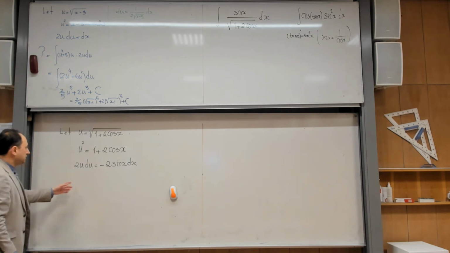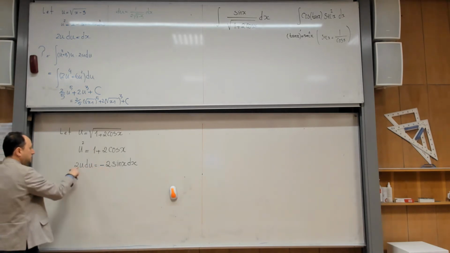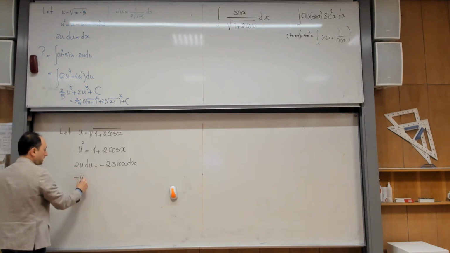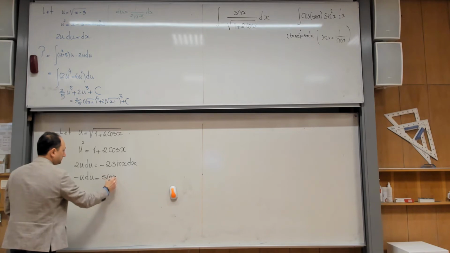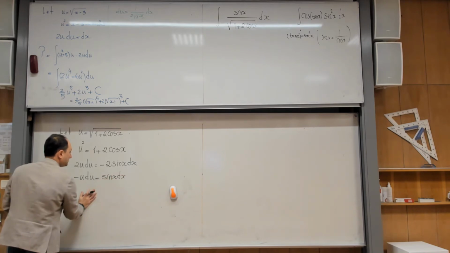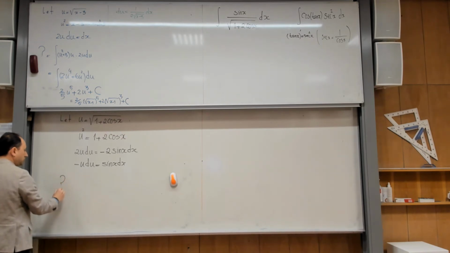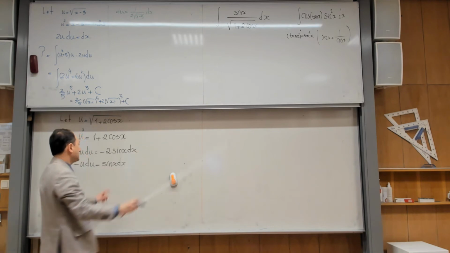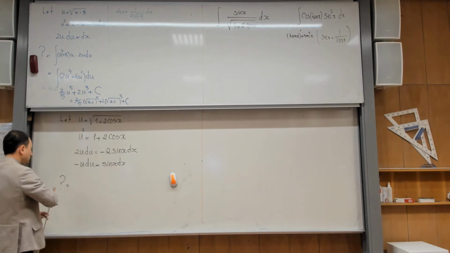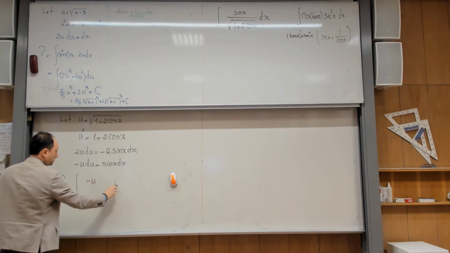But that's a simple thing to get rid of. You just divide by minus 2. When you divide by minus 2, this is also gone. So you get minus u du is equal to sine x dx. And this means that my integral is equal to, instead of sine x dx that appears, I can write minus u du.